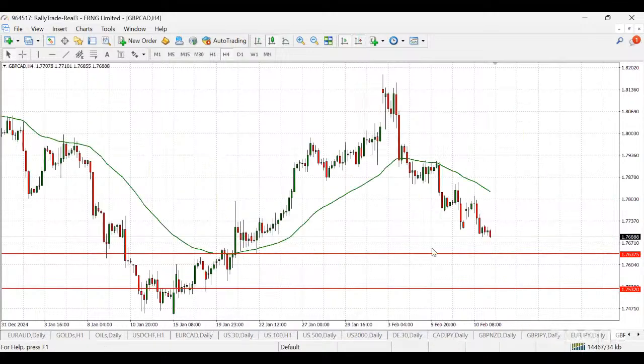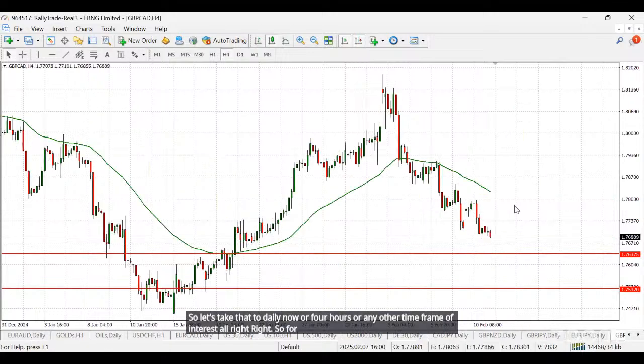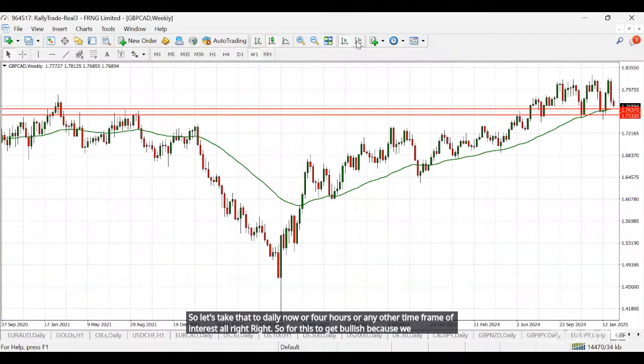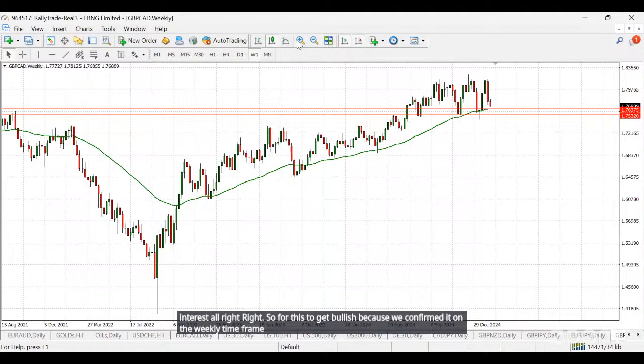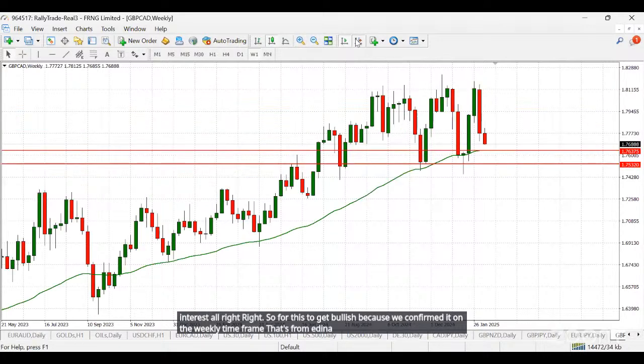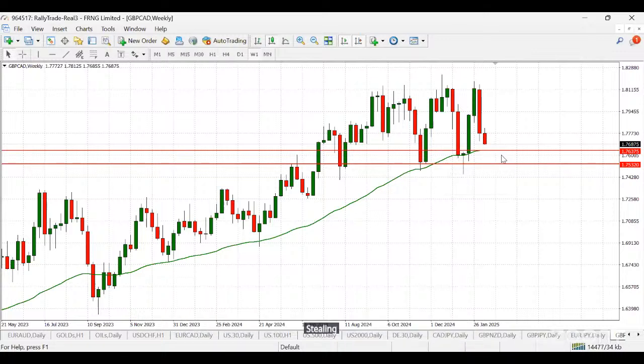Right. So for this to get bullish, we confirmed it on the weekly time frame. That's from Eddie now. We confirmed this on the weekly time frame. And then it's heading towards this support. Of course, it is a strong support because we are seeing it on the weekly time frame.